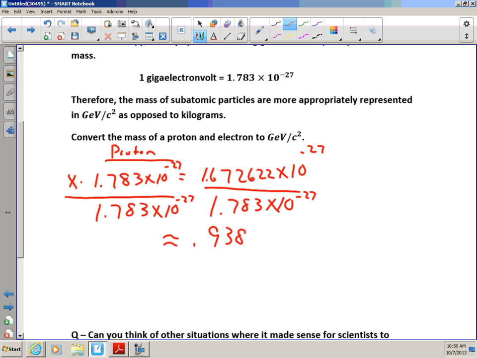Since you subtract the exponents, these are going to cancel out to 10 to the 0 power. Anything to the 0 power is 1. So the mass of a proton is equivalent to 0.938 giga-electron volts. Okay? And it makes a little bit of logical sense because they have the same base 10 and exponent, but since 1.67 is a little smaller than 1.783, you're going to be just under 1 giga-electron volt.